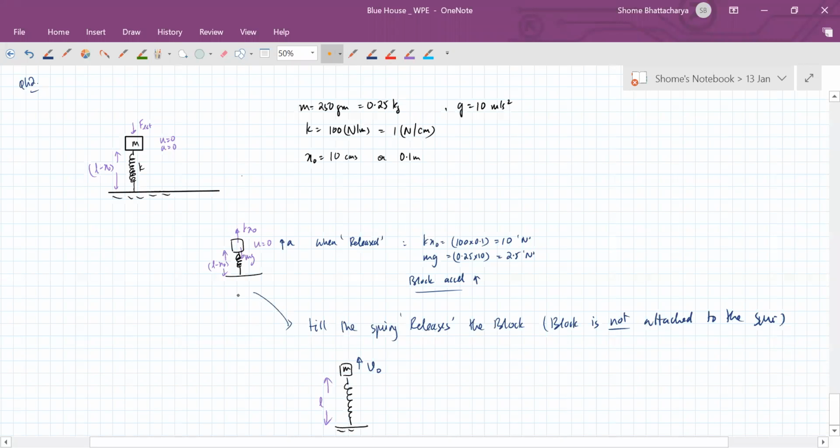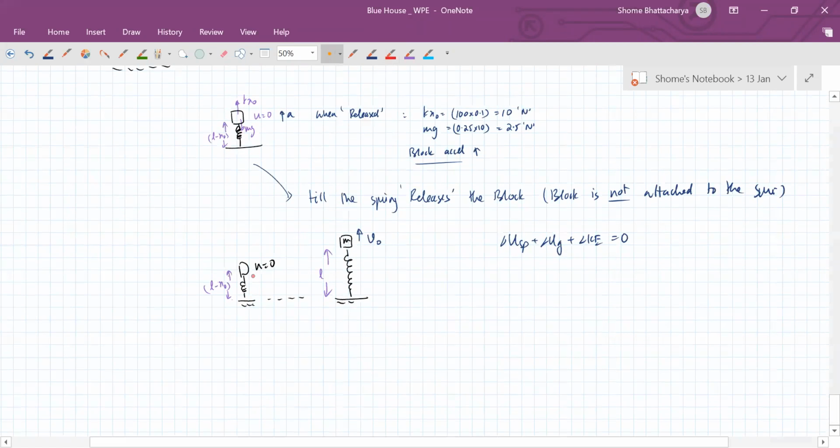Okay. So if you compare this state with this state, we can say that the change in potential energy of the spring plus change in gravitational potential energy of the block plus change in kinetic energy of the block should be zero. This is a conservation of energy statement. Hope this is clear, Shikhar. Between here and here, the vertical displacement of the block is x naught only, because the spring is back to natural length.